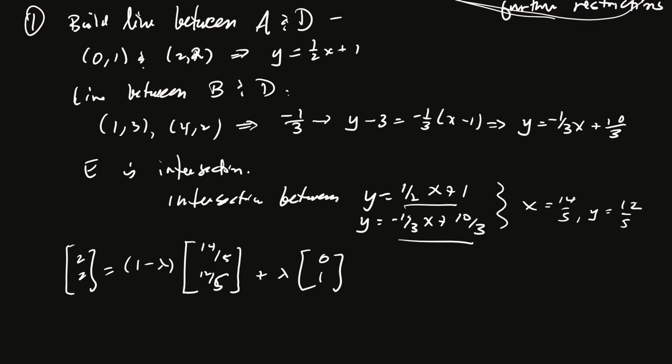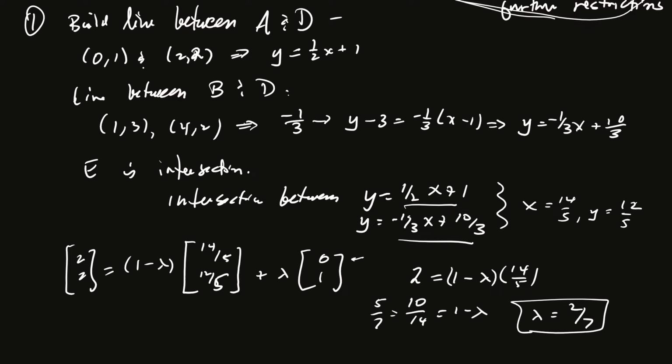The nice thing about this is that you can use either coordinate to solve this. It's easy to solve. Let's write down the equation that we get. 2 equals 1 minus lambda times 14/5. So then, 10/14 is equal to 1 minus lambda. That's, divided by 2, 5/7. And so lambda is going to be 2/7. Good. There it is.